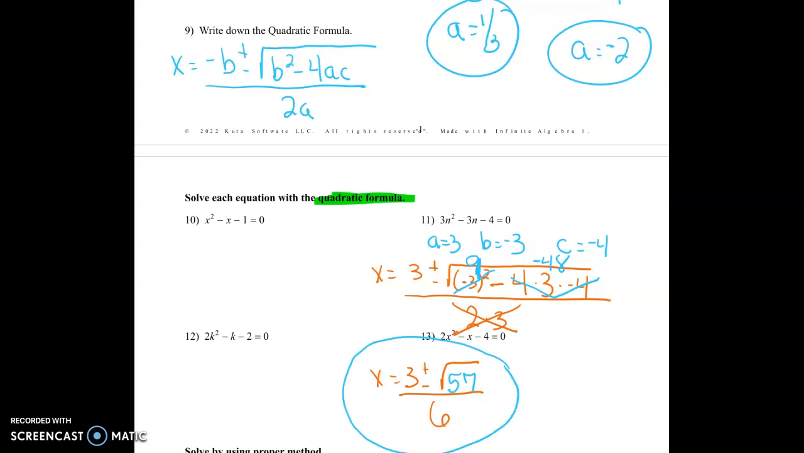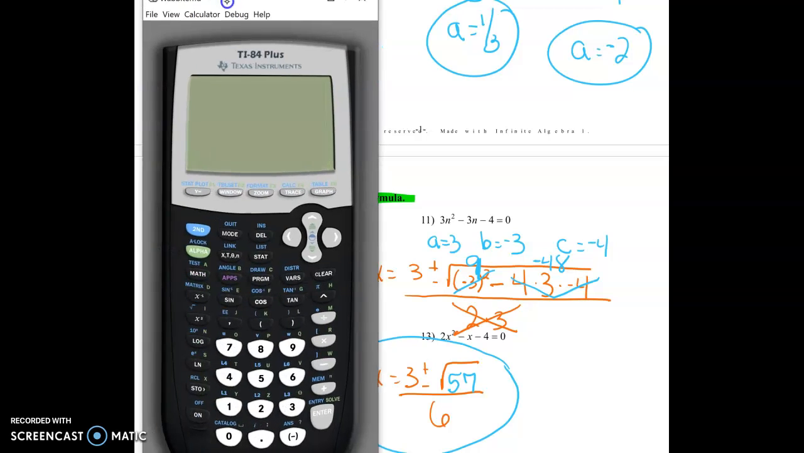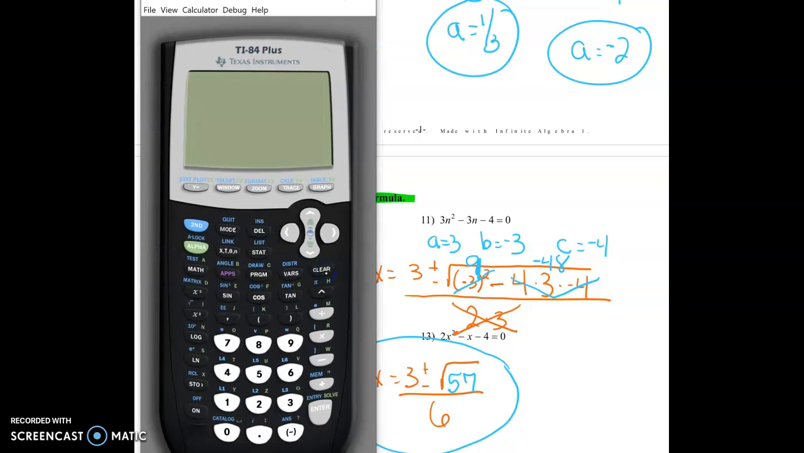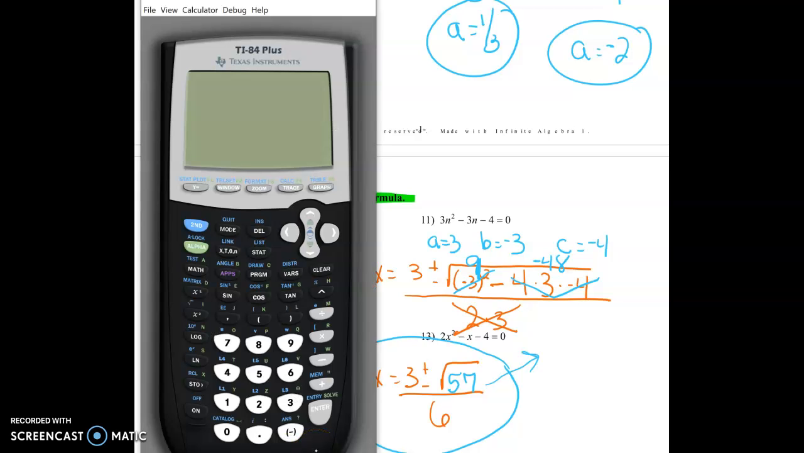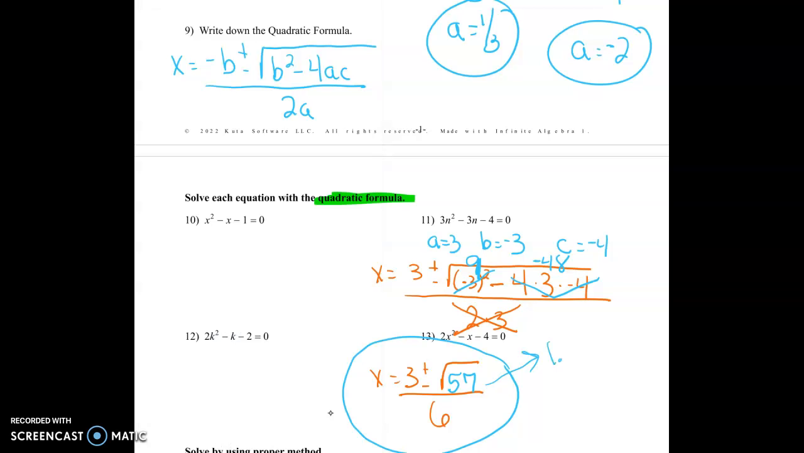And this is great. I would like for you to practice with the calculator. So if I can get that to pop up here. Just remember to get this to a decimal, because that's a good number to have. Let's get that back up. You do your numerator first. So 3 plus, and I do the square root of 57. I hit enter, and then I'll take that decimal, leave it as it is, and divide it by 6. And there's one of my decimal answers. Whoops, it keeps disappearing. 1.758.